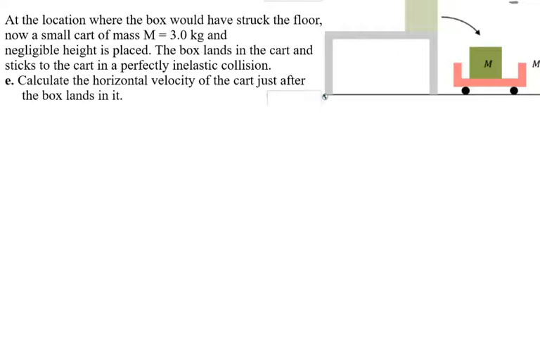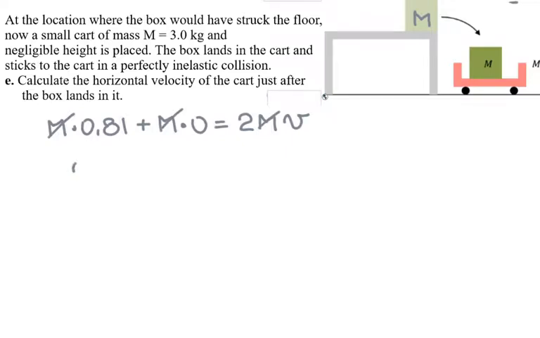So I have to use conservation of momentum. The first mass is m, and the second is also m. Before the collision, the block is moving with a velocity of 0.81, and the cart is not moving but has the same mass. Afterwards they stick together, so that's two of their masses, and I'm looking for their velocity. It's a perfectly inelastic collision, so every term has a mass and I can cancel it. I find the velocity of both of them afterwards is 0.405 meters per second.